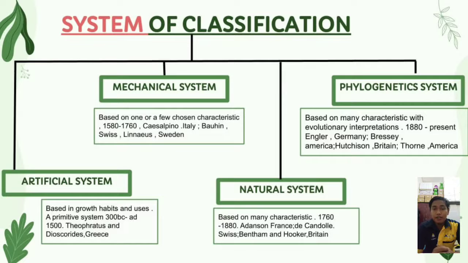The second one is the mechanical system. The system uses one or a few selected taxonomic characters to group the taxa. The third one is the natural system, which is a system of classification based upon overall resemblance, mostly in gross morphology, utilizing as many taxonomic characters as possible to group taxa. And finally, the phylogenetic system. The system of classification was based on overall characters known at that time, and emphasis was laid on the phylogenetic relationship of the plants.